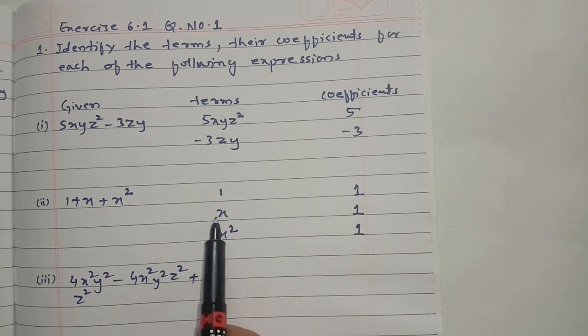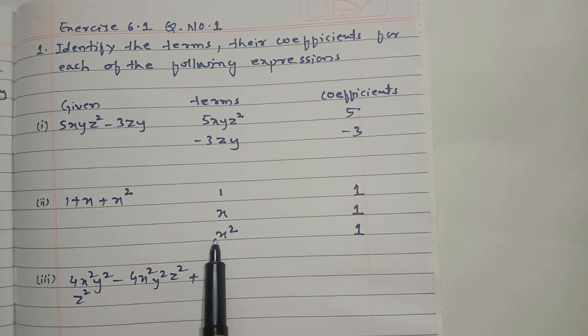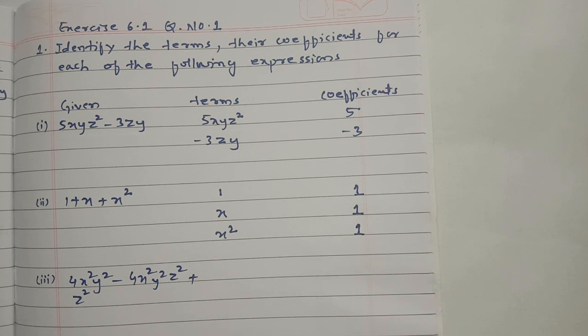Suppose if it is minus x, student, then the coefficient will be -1. Minus x square, the coefficient will be -1.